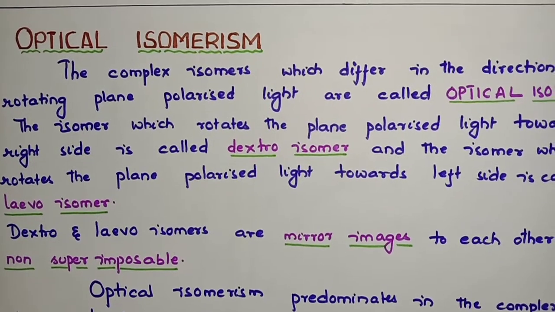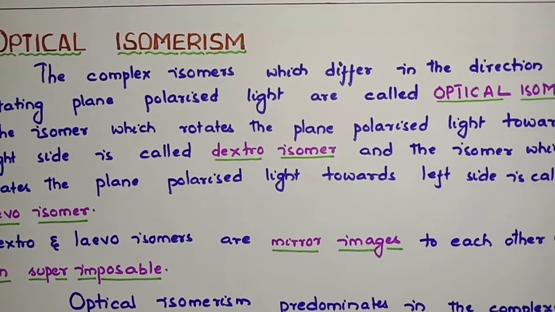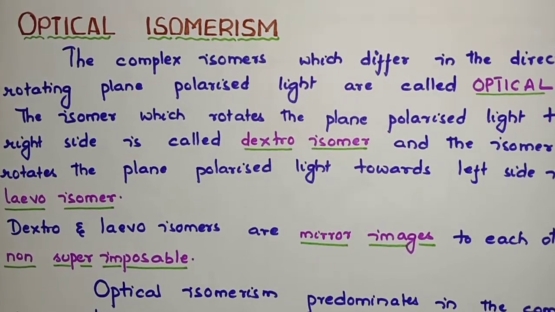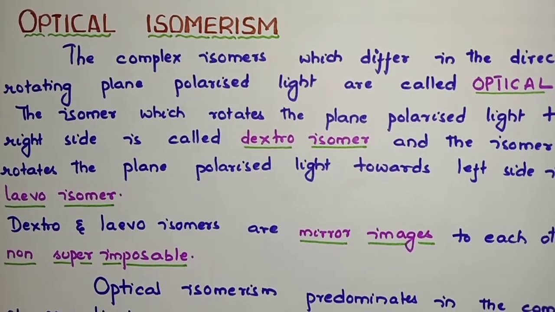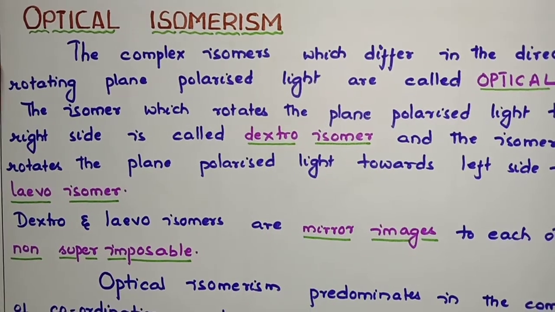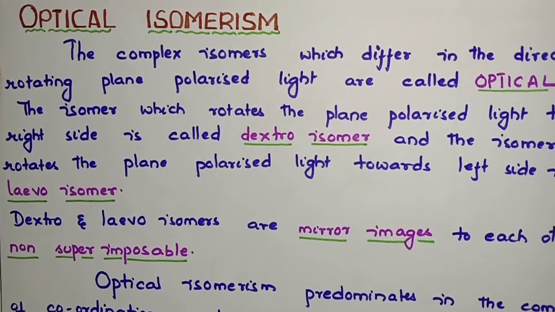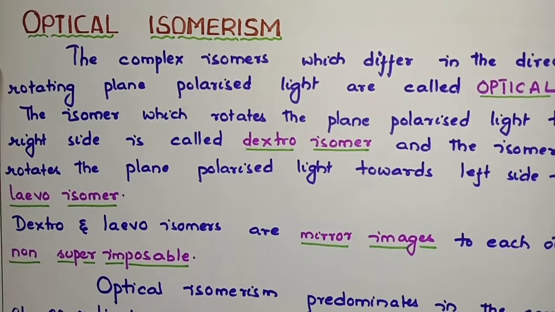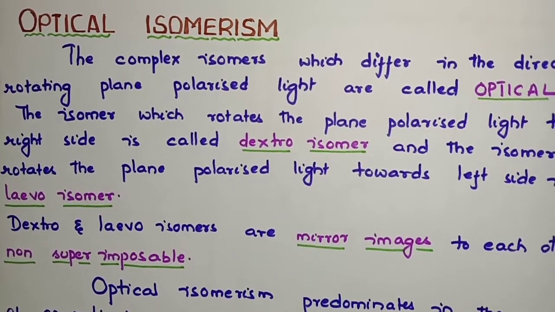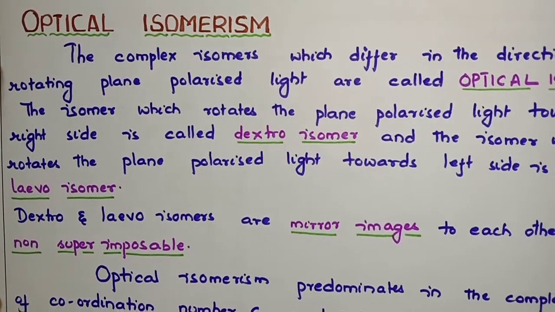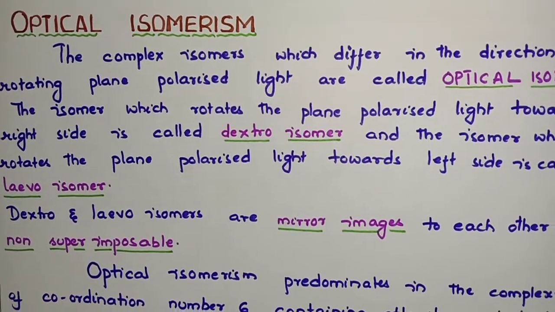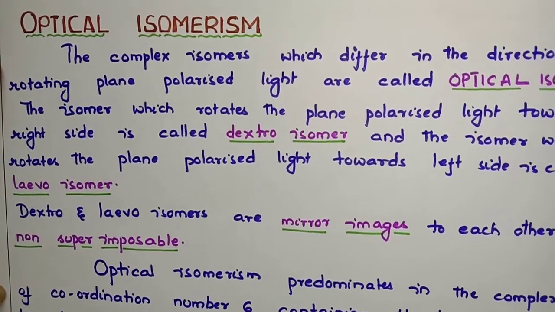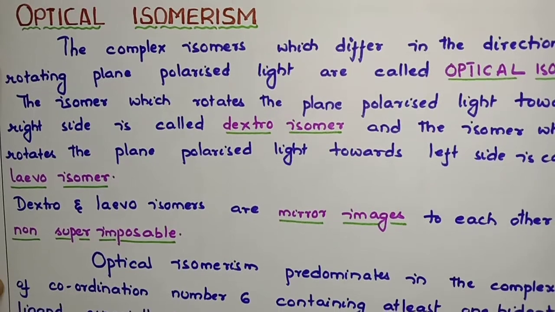In this class, we will be learning the second type of stereoisomerism, that is optical isomerism. In the previous classes, we have learned about the first type, that is geometrical isomerism, a detailed explanation with examples also. Kindly watch those videos, students. Okay, now this is the second type, which is called optical isomerism.